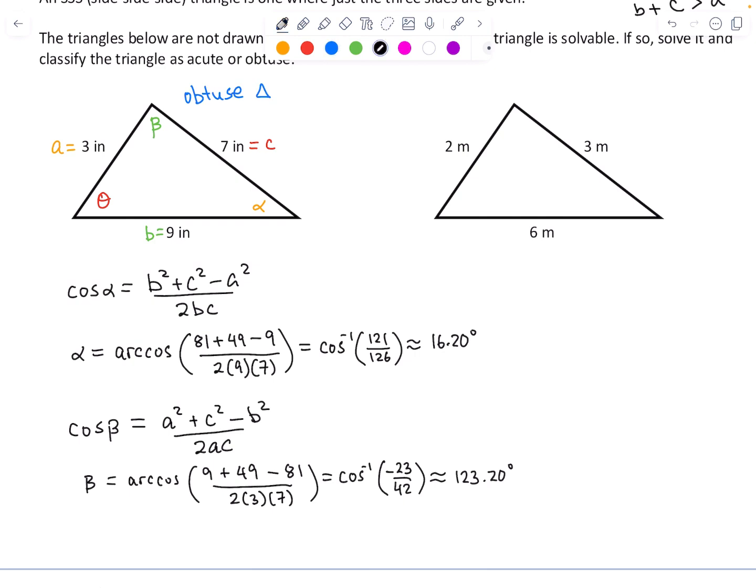And now that we know alpha and beta, we can find theta by doing 180 degrees minus alpha minus beta, which is about 40.60 degrees. And we have solved our triangle. There's no ambiguity here. I know these are the correct angles because the arc cosine will give me acute or obtuse angles as appropriate every time.